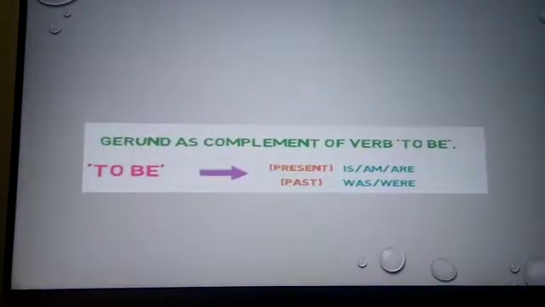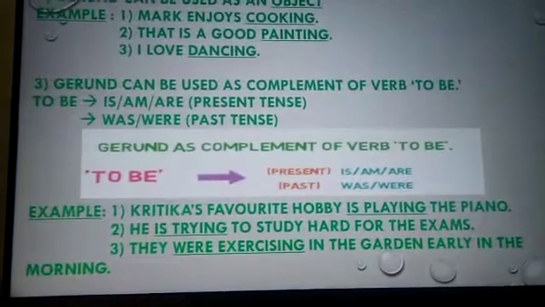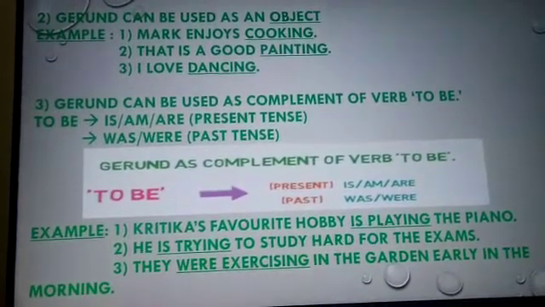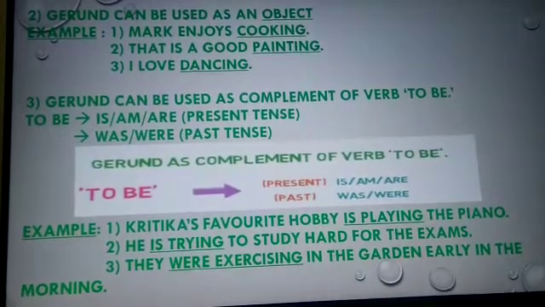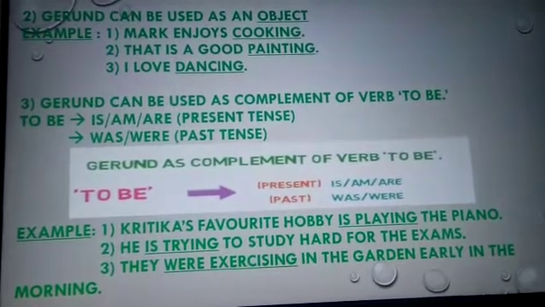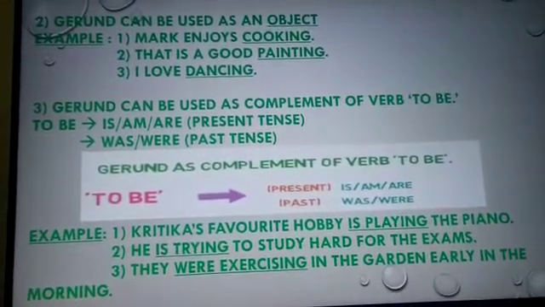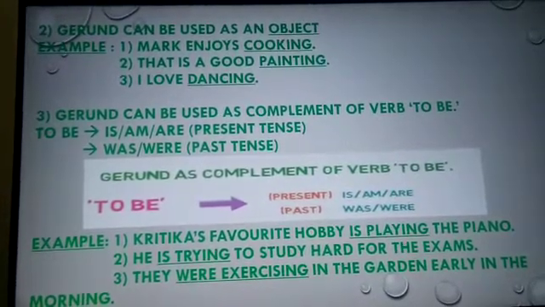So now we will see how gerund is acting as an object. First example, Mark enjoys cooking. Here we can see that Mark is a subject and the object is cooking. So cooking here is a gerund because it is acting as an object over here.